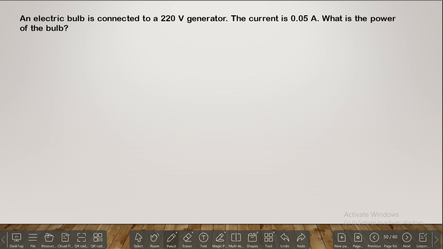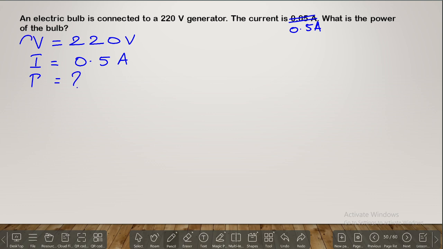Next, an electric bulb is connected to a 220 volt generator. That means the potential difference of the generator is 220 volt. The current through the bulb is not 0.05, it's 0.5 ampere. The power of the bulb we need to find.